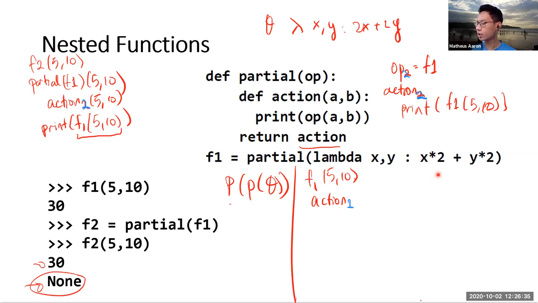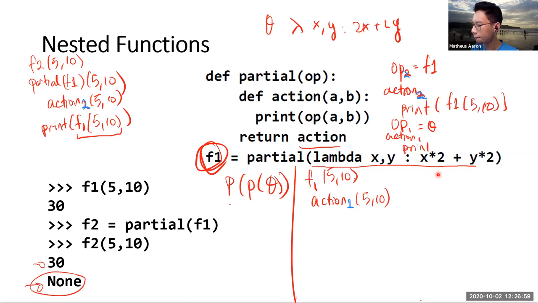In which action 1 of 5, 10, in which the OP1 is the lambda earlier, right? You remember this one is F1, and that's the lambda. So in this case, action 1 will give us print theta 5 10, in which, in this case, we know that this is 30.